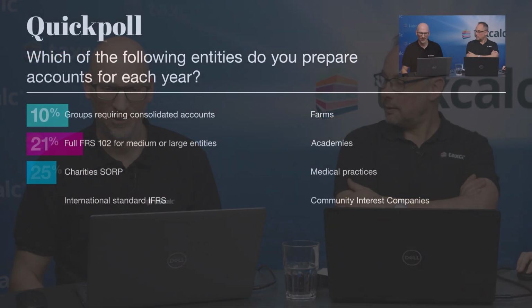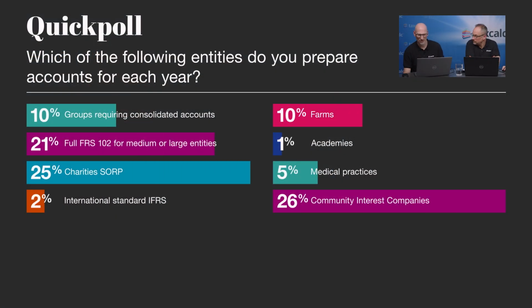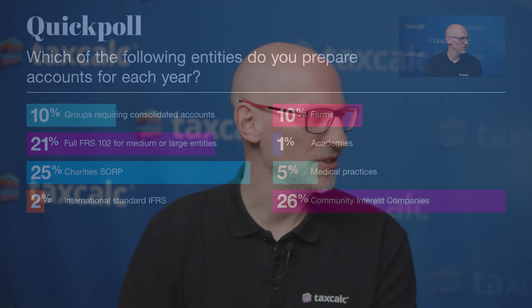So how's the poll gone, Dean? Yes, looking good. Community interest companies has just pipped charities to the number one spot, only just. Lots of people have community interest companies that they act for. Next up is charities, then full FRS 102, which is good because we've got that one done already. Farms has crept in ahead of groups, but we've got people wanting groups, and then smaller numbers for some of the other formats that we listed. We'll be looking at some of those a little bit later on today.